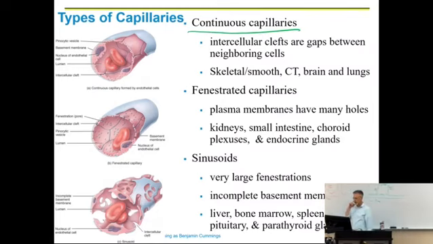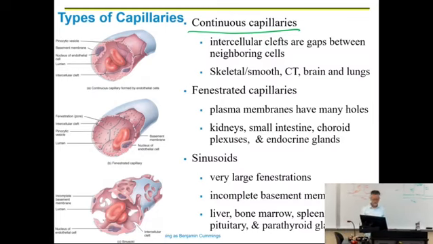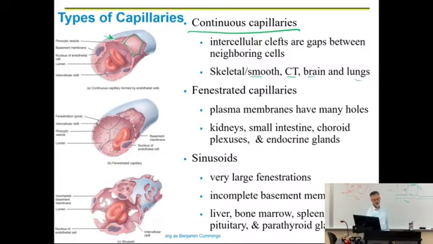So continuous capillaries are some of the most common. And these ones, again, we have our simple squamous epithelium forming the wall, and then a basement membrane. That's it. Okay? So we can find these in skeletal muscle, supplying the skeletal muscle cells, smooth muscle, connective tissue, bones, marrow, stuff like that, brain and lungs. So those are our regular capillaries.